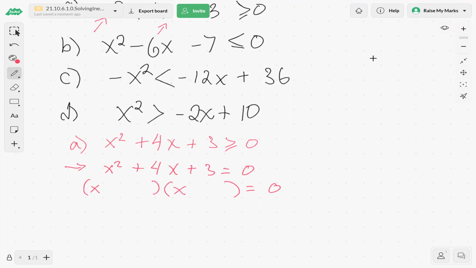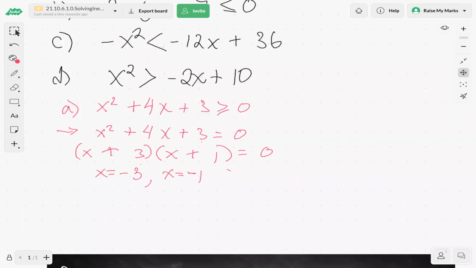We know this is a quadratic, so we'll have two factors. The factors of 3 are 3 and 1. We put plus signs in there, and we're going to get the cross term, which is our 4x. So this is our factorization: x plus 3 times x plus 1 equals 0. So when does this equal 0? When x equals negative 3 or when x equals negative 1. Okay, so that takes care of the equal to 0 part, but we need greater than.